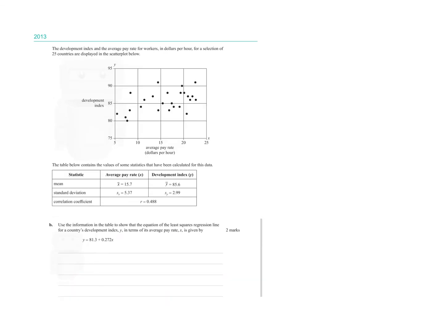Okay, so here we've been given a scatter plot, and we can see that development index is the response variable, and we can see that average pay rate is the explanatory variable because it's on the x-axis. So down here, when it's giving you a table of statistics, they've been nice and called it average pay rate, they've even told you that's the x, and they've used the y. So once again, we're probably using those regression formulas, which I'll grab. Okay, so these formulas here.